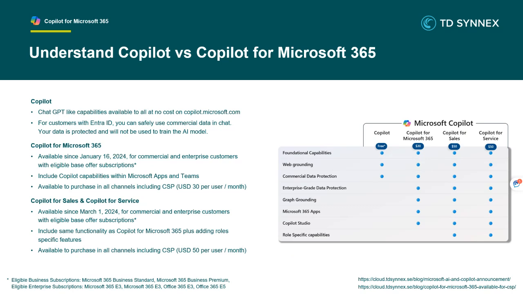If you want the more advanced one that came in January 2024 for commercial and enterprise customers, that is the Copilot for Microsoft 365. I know probably some of you have started to test it, or a customer wanted to start testing it. It includes Copilot capabilities within the Microsoft apps and Teams. And you can buy it as an add-on right now. It's like $30 per month.